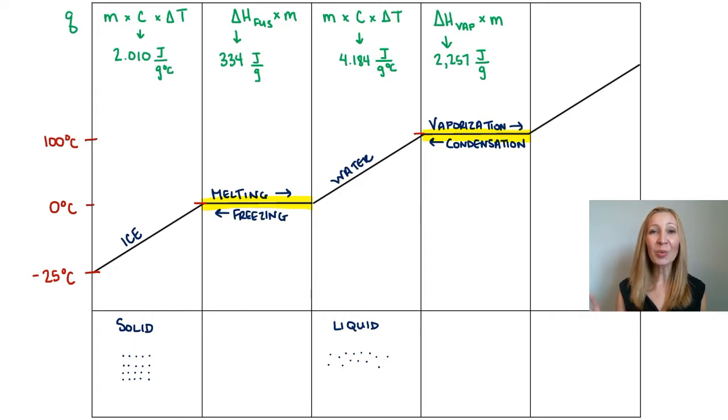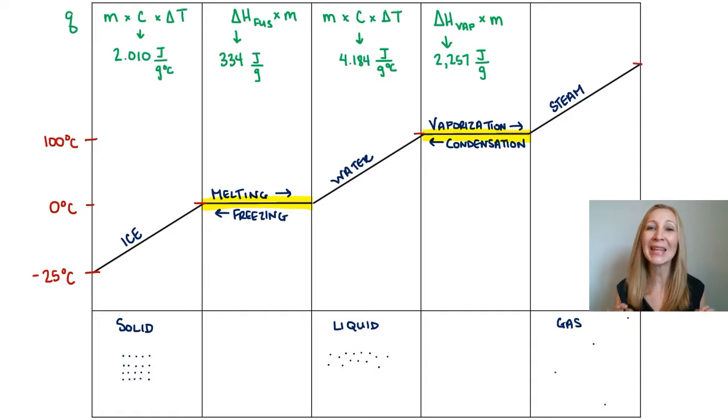So now we have water in gas form, which we call steam. Steam is water in gas form. And just a reminder, gases have particles that are very far apart. They're very high in energy, and they're moving really, really fast. There's no fixed shape, there's no fixed volume. They take the volume of their container.